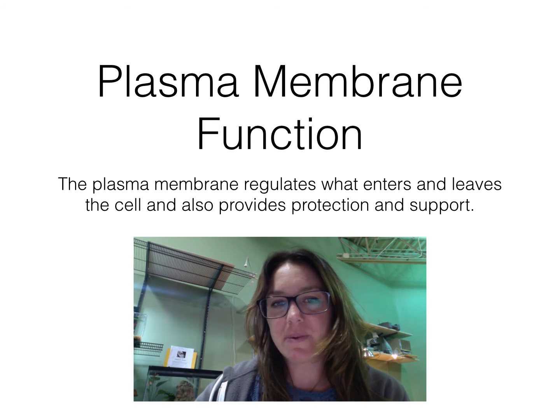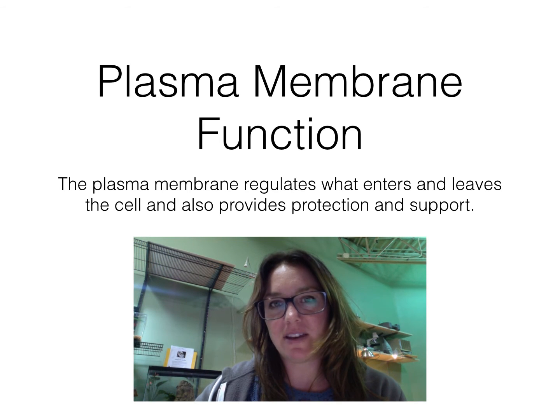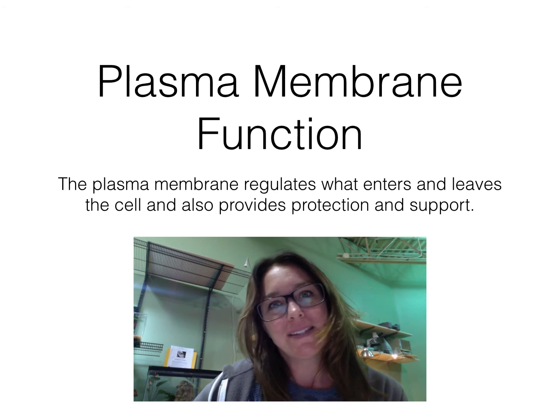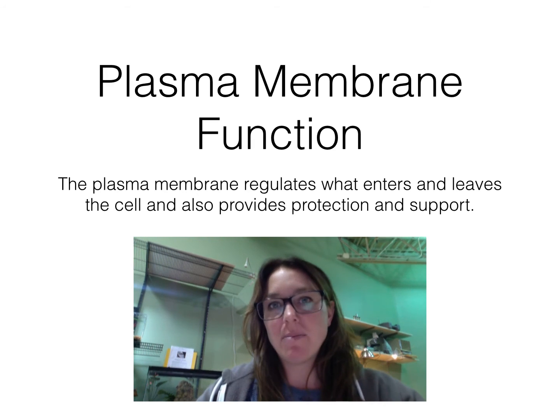So if the plasma membrane is a flexible boundary that separates the inside of the cell from the outside of the cell, why does the cell need to have that? Well, the plasma membrane's job is to regulate what comes into the cell and what leaves the cell. And it also provides protection and support for the cell.